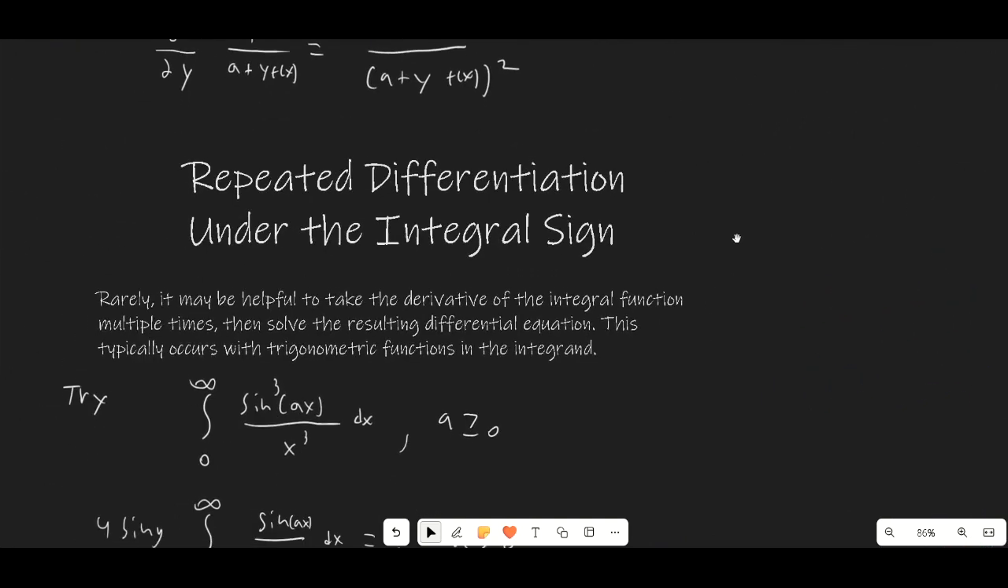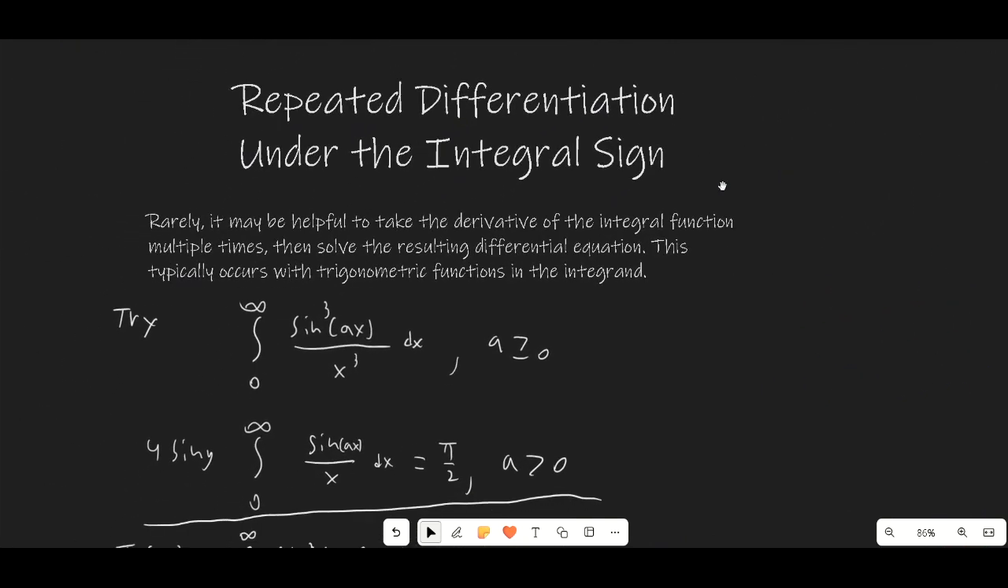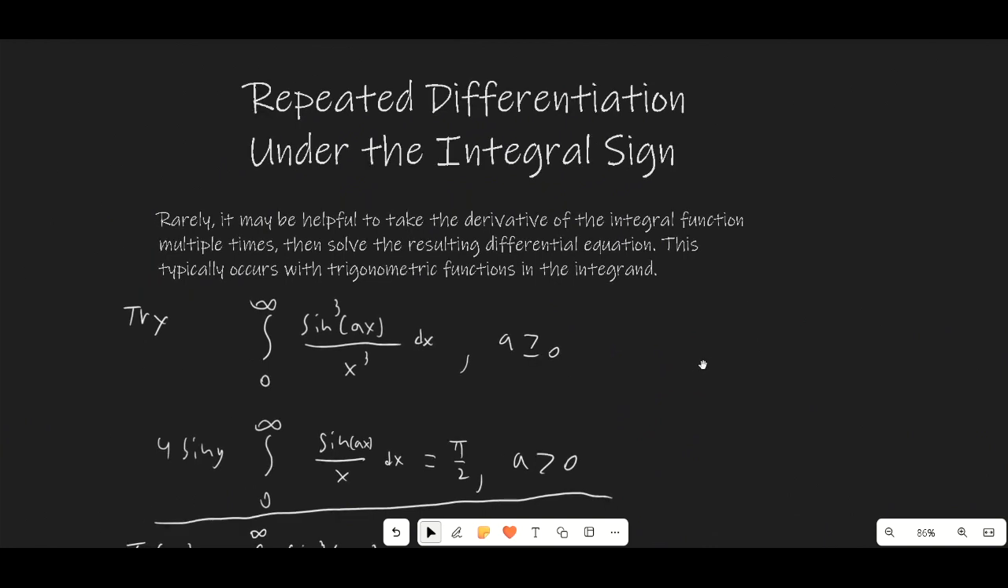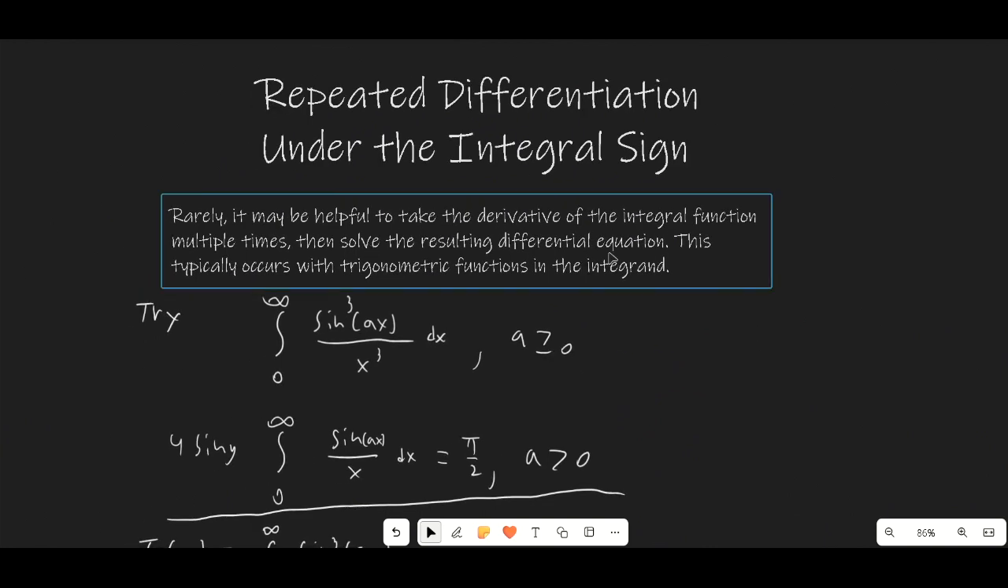Repeated differentiation under the integral sign. So rarely it may be helpful to take the derivative of the integral function multiple times and then solve the resulting differential equation. This typically occurs with trigonometric functions in the integrand. So the examples that we just did are examples of taking the derivative multiple times, but sometimes you'll take the derivative multiple times and then have to integrate that function back.